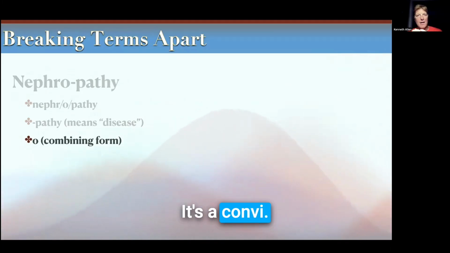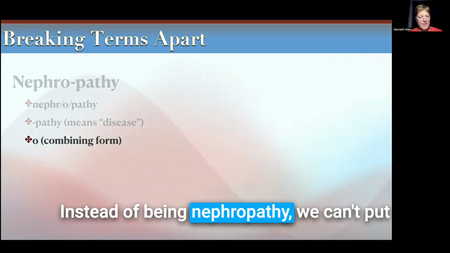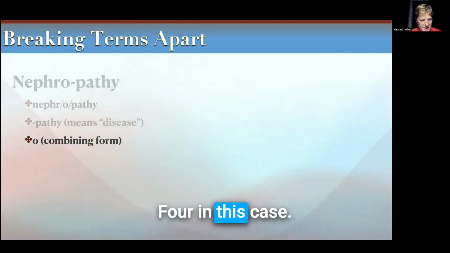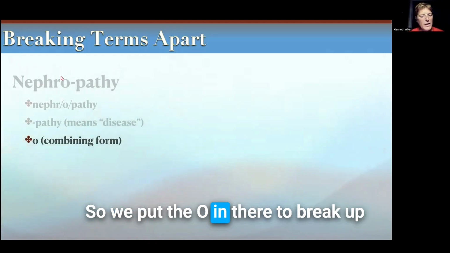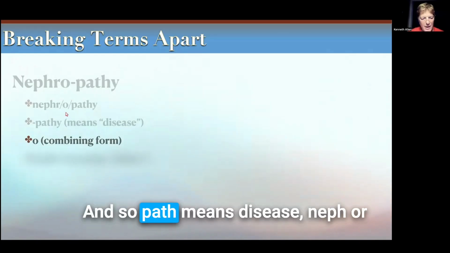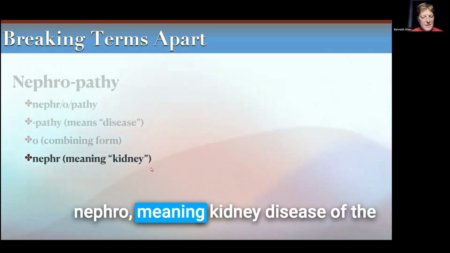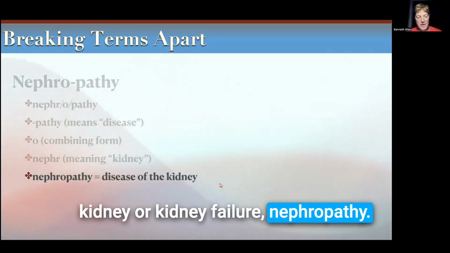Nephro, it's a combining letter. Instead of being nephropathy, we can't put two consonants together, or four in this case. It would be three in this case, my mistake. So we put the O in there to break up the two terms, the root and the suffix. And so pathy means disease, neph or nephra meaning kidney, disease of the kidney or kidney failure, nephropathy.